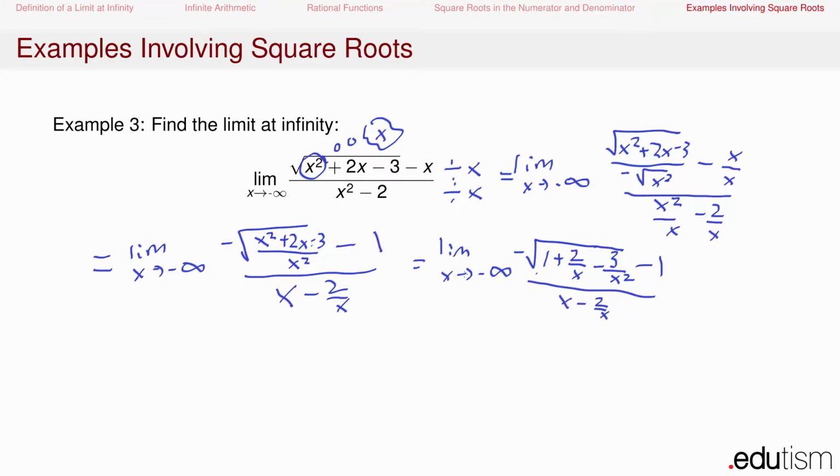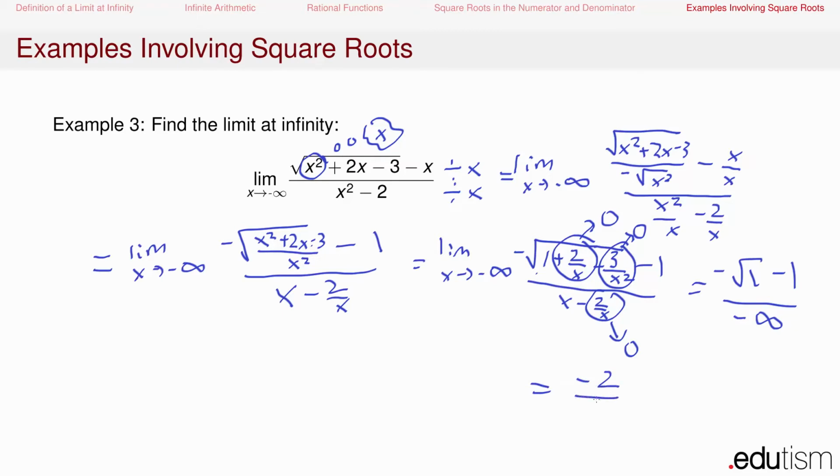Now we can plug in negative infinity for x. We can see what happens as x goes to negative infinity. As x goes to negative infinity, this 2 over x will go to 0. It'll be 2 over negative infinity. 3 over x squared will also go to 0. This 2 over x will also go to 0. And what we'll be left with is a negative square root of 1 minus 1 over, well, on the bottom we'll have a negative infinity instead of an x. Square root of 1 is 1, negative 1 minus 1 is negative 2 over negative infinity. Anything divided by infinity is 0. So the value of this limit is 0.